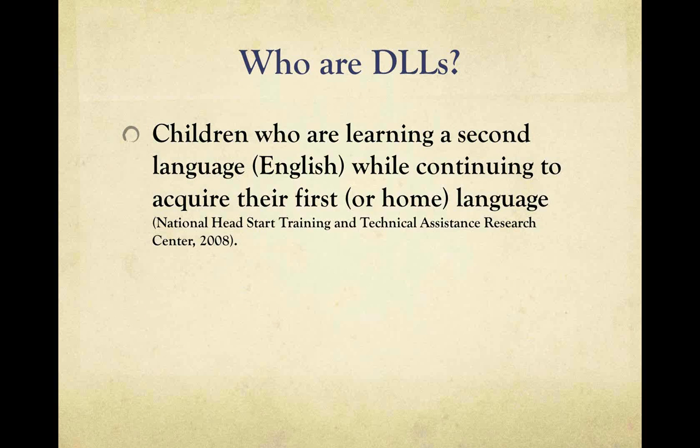So the definition that we are using in our chapter is we define dual language learners as children who are learning a second language, which for all our purposes really is English, while continuing to acquire their first or home language. So these are the children that we are talking about. We're not talking about children who necessarily come from primarily English-speaking backgrounds, and then maybe they go to a Spanish immersion or French immersion or Chinese immersion type of setting to get more experience with that language. We're really talking about children who are traditionally thought of as dual language learners, as either not having English as a home language at all or simultaneously learning English and another home language during their early years.